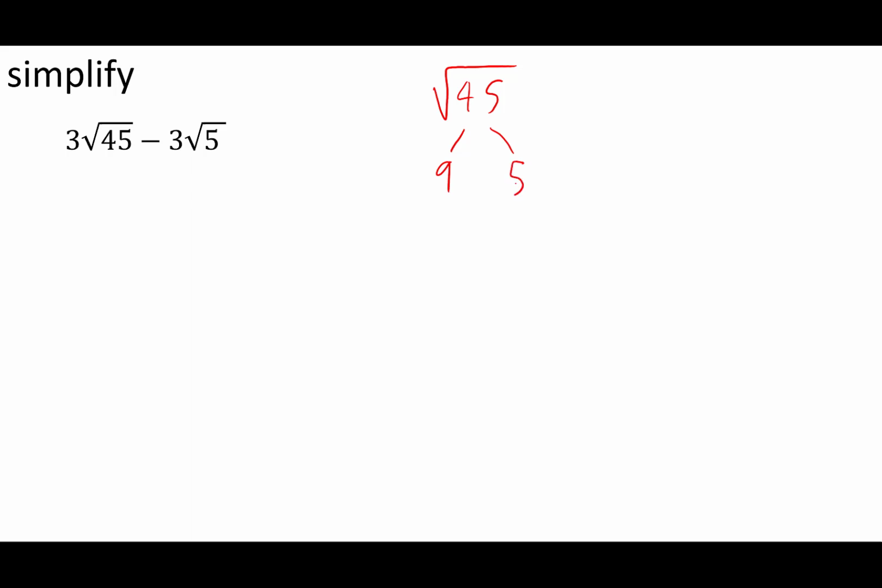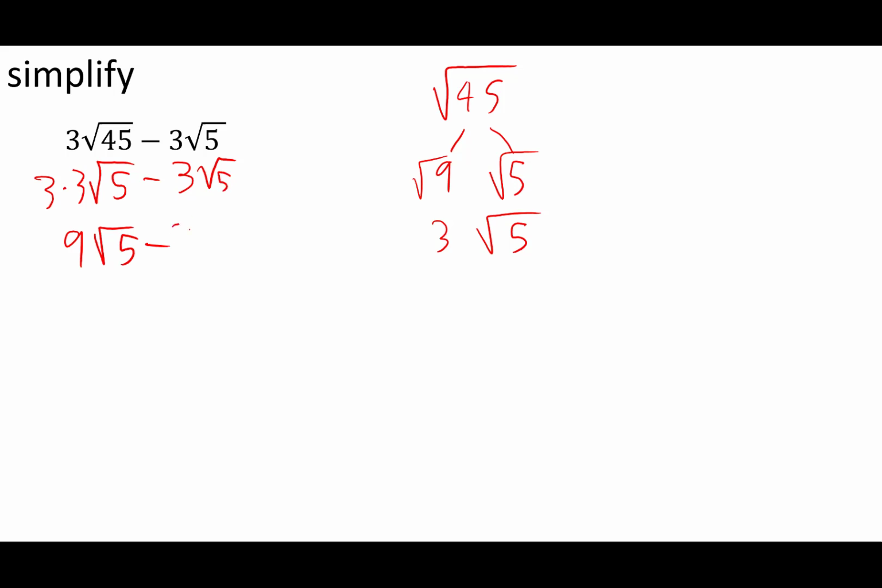So I've got 9 times 5. Well, 9 is a perfect square, which is 3 square root of 5. Okay, so 45 becomes 3 square root of 5. Now, because this one has a 3 outside, I'm going to take 3 times 3, and then I can subtract. So 3 times 3 is 9, so I get 9 square root of 5 minus 3 square root of 5. Well, now I can subtract my coefficients, the number in front. 9 minus 3 is 6. 6 square root of 5.